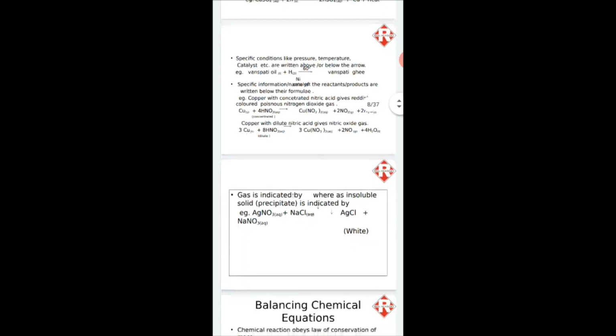Next, specific conditions like pressure, temperature, catalyst, etc. are written above or below the arrow. Now you see that for chemical reactions, when we supply the temperature or pressure, or we use a catalyst, at that time we use their symbols above the arrow or below the arrow. So below you are given one example related to them.